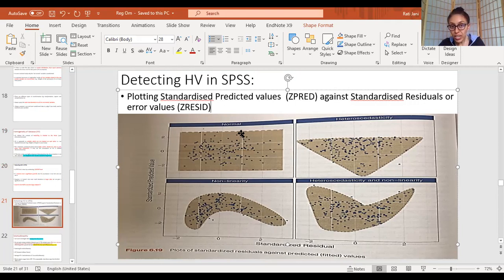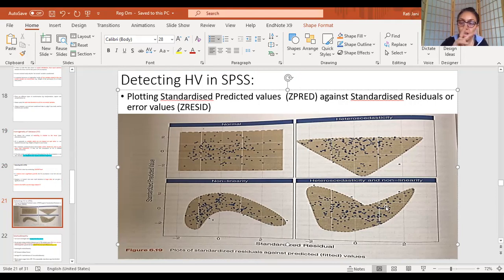If your data points are all around the line of regression, this is meeting homogeneity of variance, no problem. If they have this triangular shape, meaning there is heteroscedasticity, it is not meeting homogeneity of variance. If they have this boomerang sort of shape, again not meeting homogeneity of variance. If they have this inverted boomerang shape, again this is not meeting homogeneity of variance.